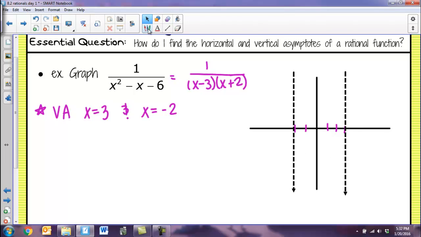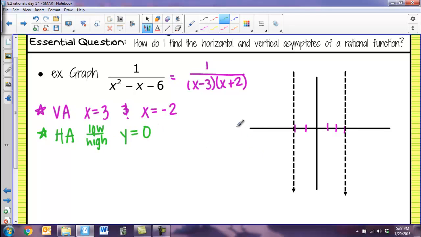Okay, then we're going to find my horizontal asymptotes. Again, look at the degree. The degree of the top, this one's actually 0, right? Because there's nothing up there. So I have low over high, since there's a 2 on the bottom. This one's bottom heavy, there's a bigger exponent on the bottom. So that means low over high, 0 equals y. So I also have a horizontal asymptote on the x-axis, and I probably should have used a line for that one too.